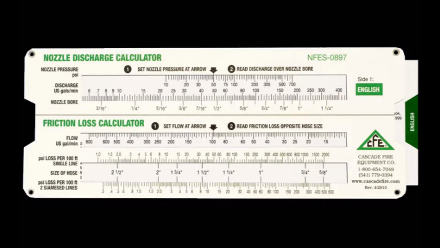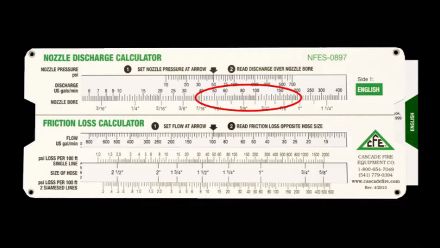As you figure out your nozzle pressure, you need to relate that with your hydraulic calculator. That's step one. So if your nozzle pressure is at 50, it says set nozzle pressure at the arrow. So you would set 50 at the arrow in the center. Step two is read discharge over nozzle bore. What this means is on the bottom of that scroll, it's nozzle bore. You find the size tip nozzle that you have, and that'll give you your gallons per minute.